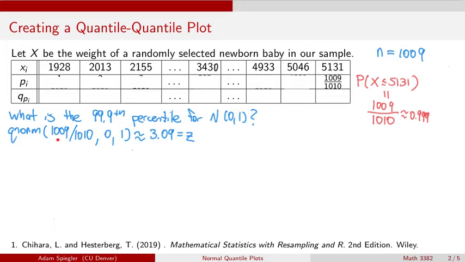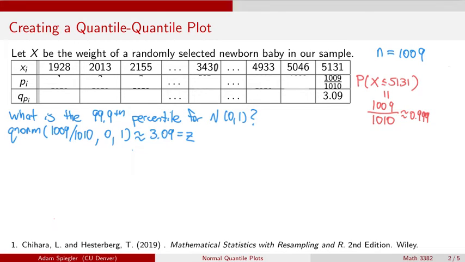So I'm going to do that precisely as 1009 over 1010. And we're using the standardized normal distribution. And R tells me that this is about 3.09. So this tells me if our sample X is a normal distribution, then the biggest value in our data set should have a corresponding z-score of 3.09. So this would be about 3 standard deviations away from the mean.